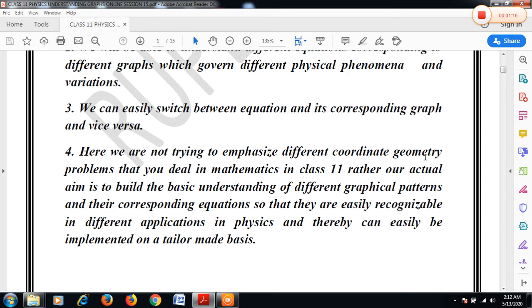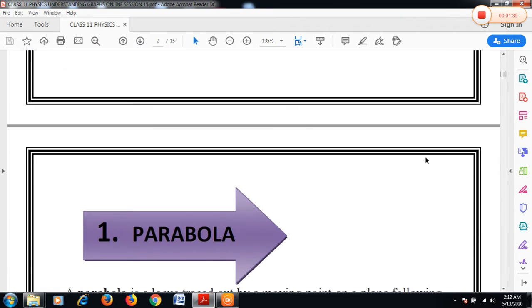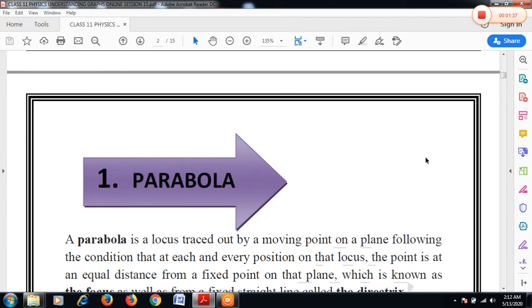Rather, our actual aim is to build the basic understanding of different graphical patterns and their corresponding equations so that they are easily recognizable in different applications in physics and thereby can easily be implemented on a tailor-made or ready-made basis. Okay, students? So let us move forward. Number one is parabola. Today in this lesson we are basically dealing with different conic sections. So number one is parabola.